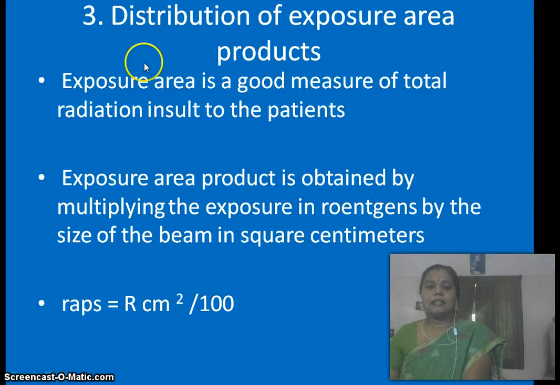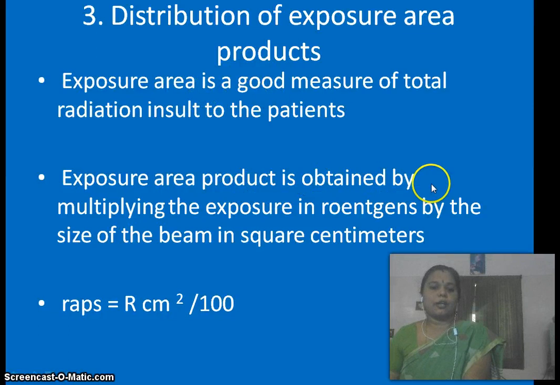And the third factor is the distribution of exposure area product. What is in this exposure area product? Exposure area is the measure of total radiation reached to the patient, or insult to the patient. How to calculate this exposure area?